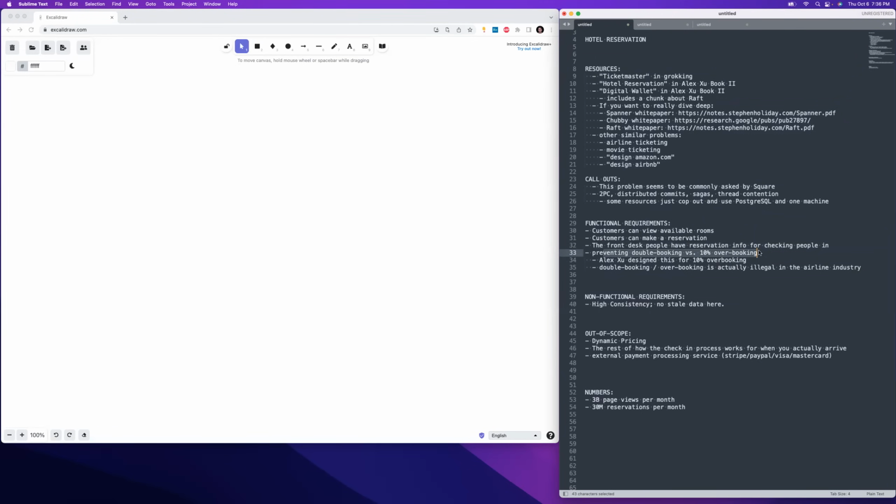Alex Xu designed it for 10% overbooking to be baked into the design. It makes it a completely different approach than if you prevent double booking. In fact, one of the similar problems is airline ticketing. In the airline ticketing industry, it's actually illegal to do double booking or overbooking. So if you have that variation of the problem, you cannot actually do overbooking, which used to be common in the airline industry, but it's actually illegal now.